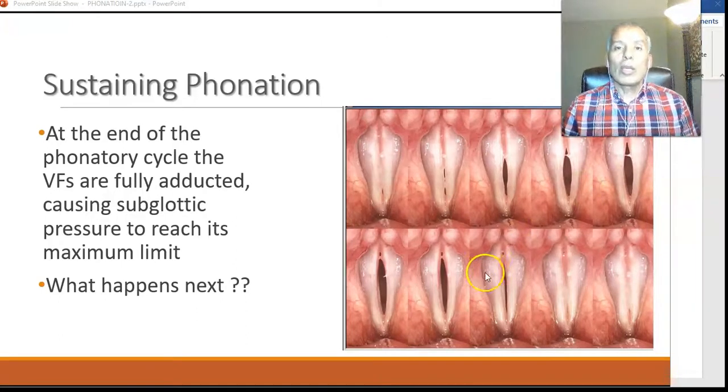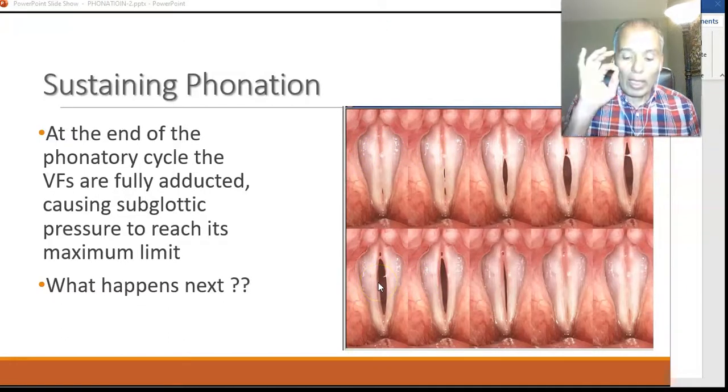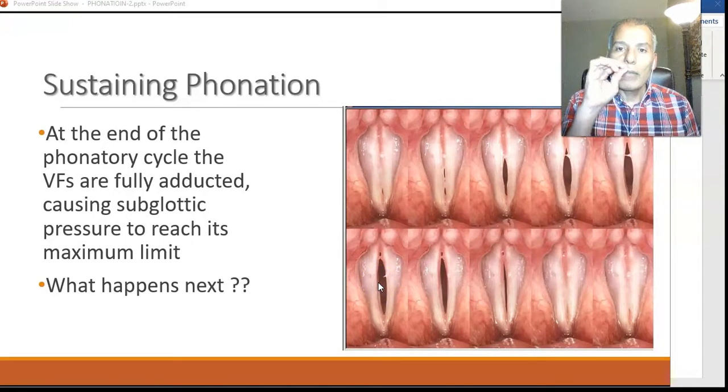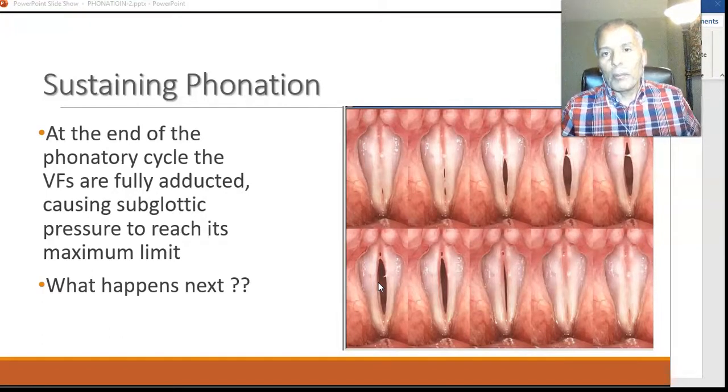And this is where the Bernoulli effect comes in. It doesn't come in the opening phase. It comes in the closing phase. I can tell you that every sentence that I am saying, every detail I am giving you is absolutely critical, and you need to mind every single detail that I am giving you.